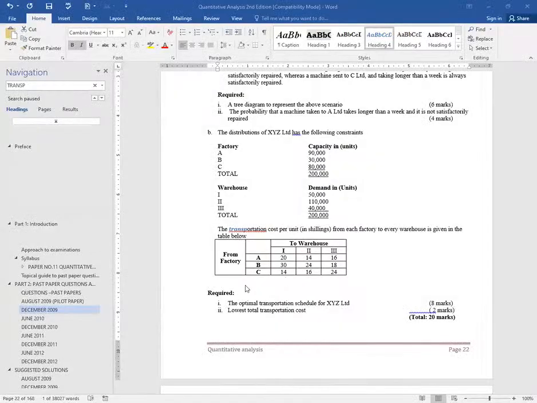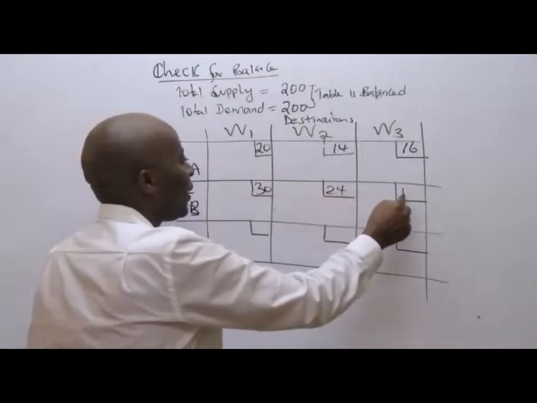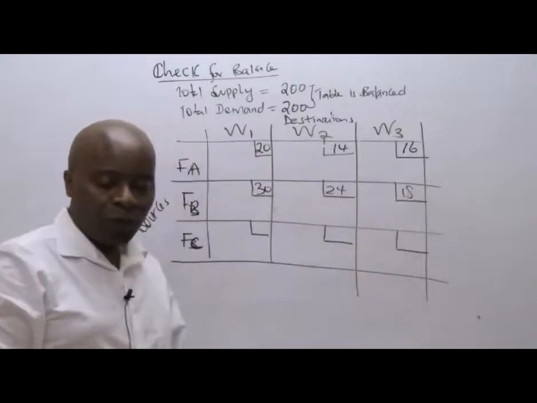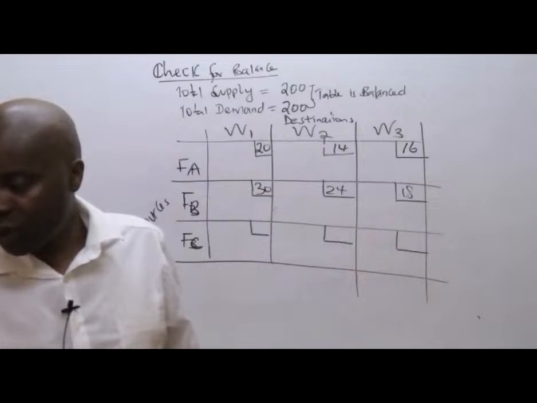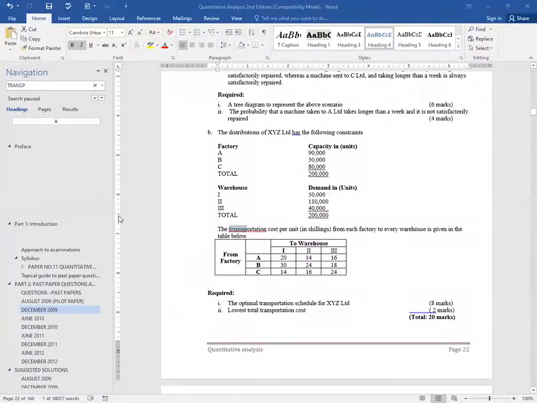If you look at this table, we have A to warehouse 1, 20, 14, 16. And then we have 30, 24, 18. And then the last row from factory C, what are the transportation costs from factory C? We have 14, 16, versus what here? 24.